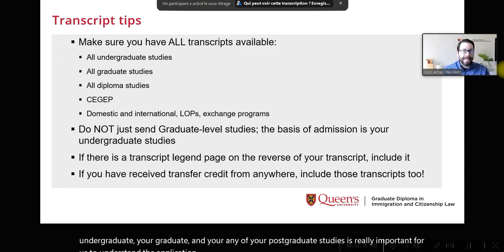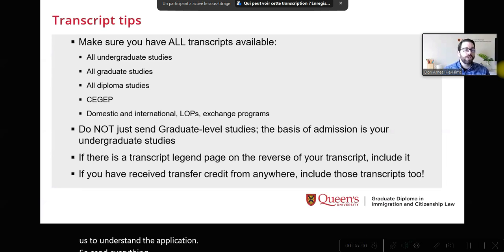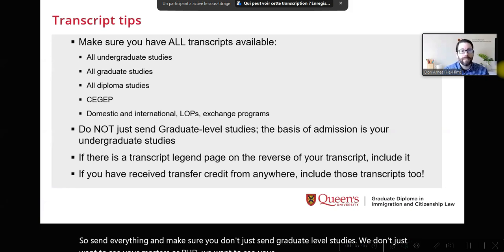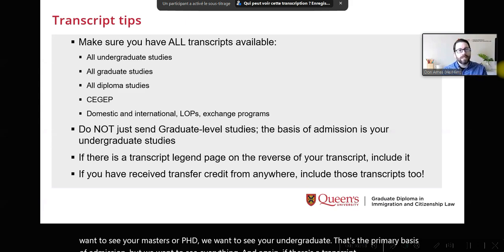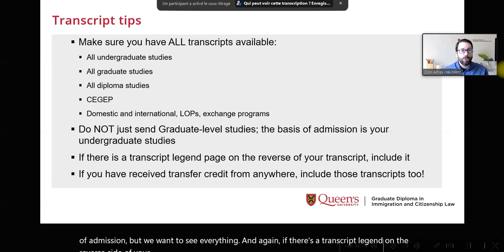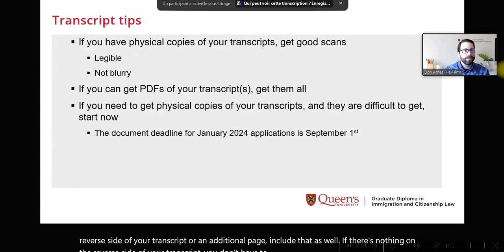So send everything and make sure you don't just send graduate level studies. We don't just want to see your master's or PhD. We want to see your undergraduate. That's the primary basis of admission, but we want to see everything. And again, if there's a transcript legend on the reverse side of your transcript or an additional page, include that as well. If there's nothing on the reverse side of your transcript, you don't have to scan that.